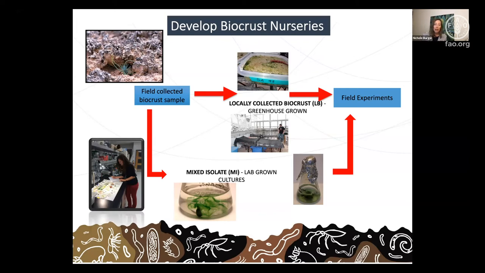A second pathway, as you can see going to the lower part of the screen here, is that with the mixed biocrust, we developed cultures from the field, and we specifically developed cultures of the cyanobacteria, which are some of the early successional microorganisms that are good at stabilizing the soils. So we also have a lab-grown culture.